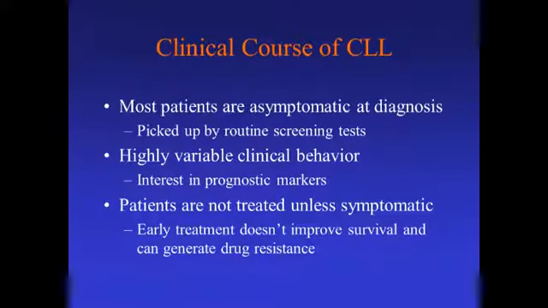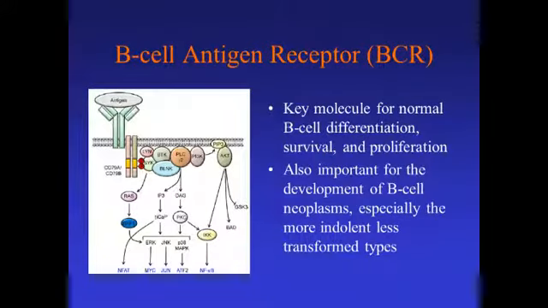So the clinical course of CLL: most patients are asymptomatic when they're identified. It's often picked up by routine screening tests. And clinical behavior is highly variable. Some patients aren't affected at all. For the most part, other patients have very progressive disease. So that's sort of heightened the interest in prognostic markers of late. Patients typically aren't treated until they're symptomatic, in part because early treatment has not been shown to improve survival. Although Martha's the expert in this, and she'll go over that in a lot of detail.